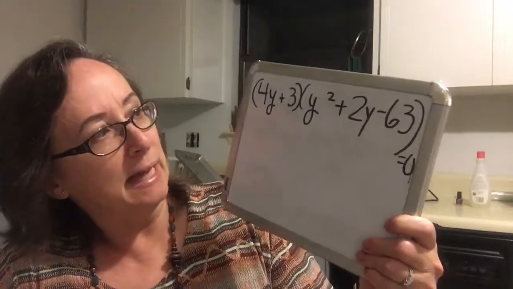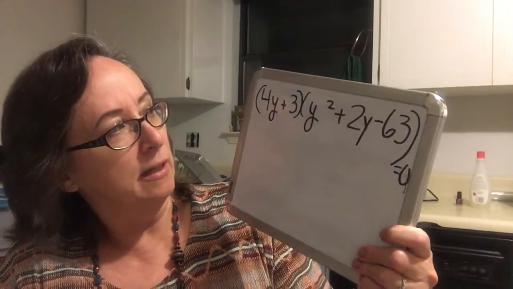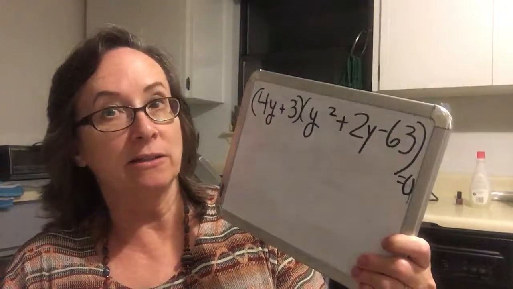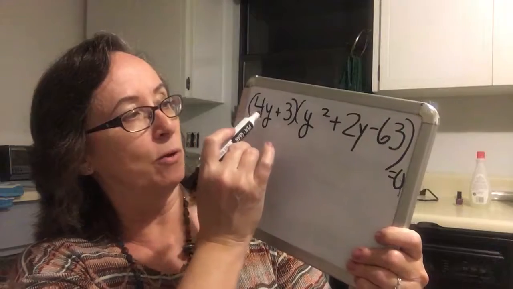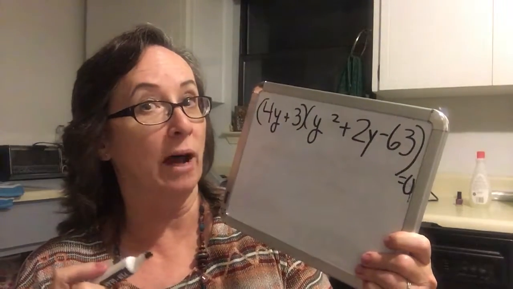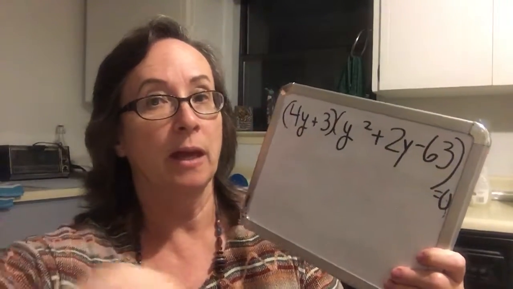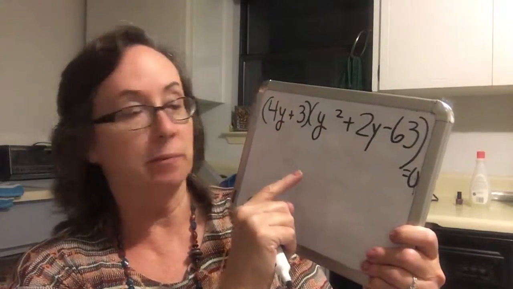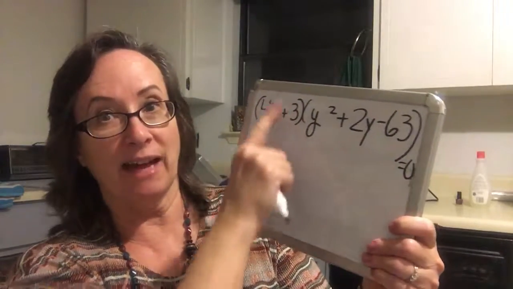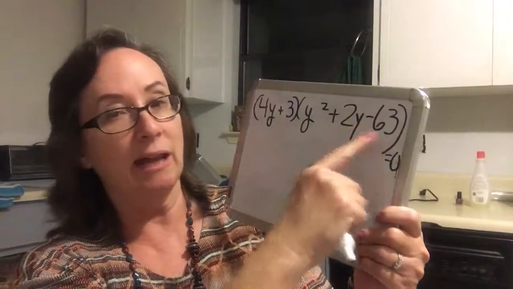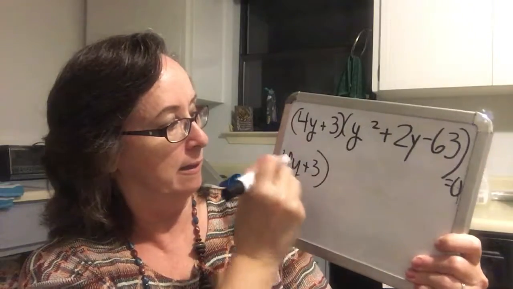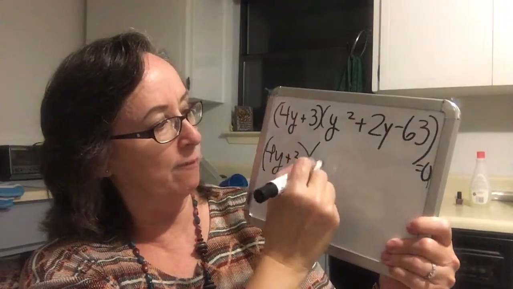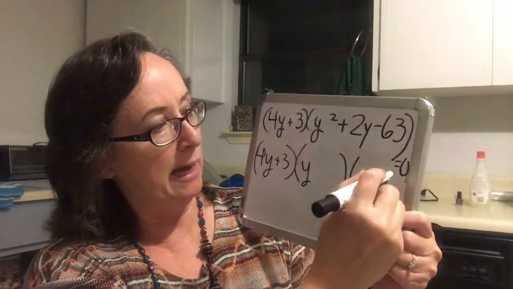Okay, so now this one's not so bad because this is actually a higher degree. This is cubic because I've got a 4y times a y squared. So it's a y cubed form, but it's not a problem because they've already factored out part of it for me. So all I have to do is factor the rest. So we'll have 4y plus 3. And then we're going to have a y and a y in the next one.